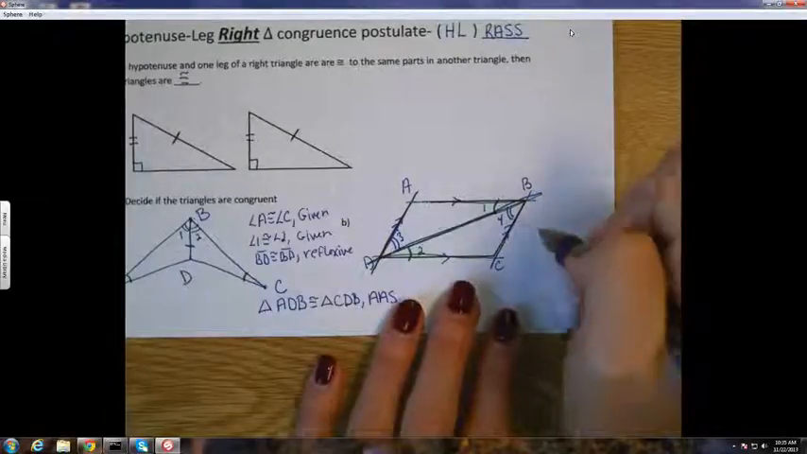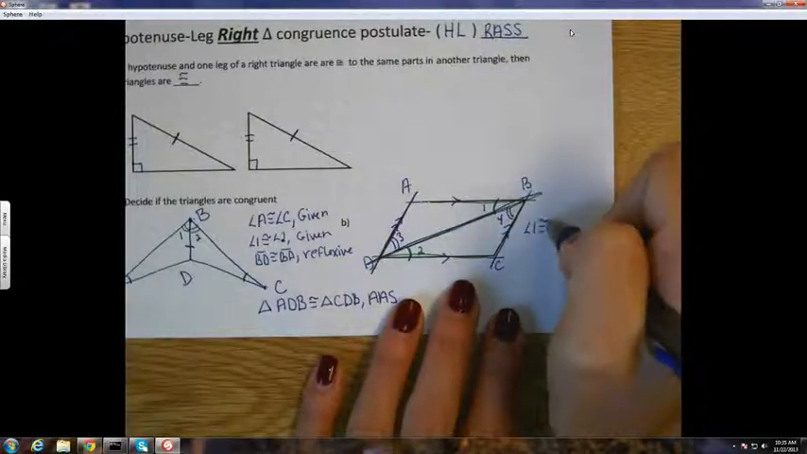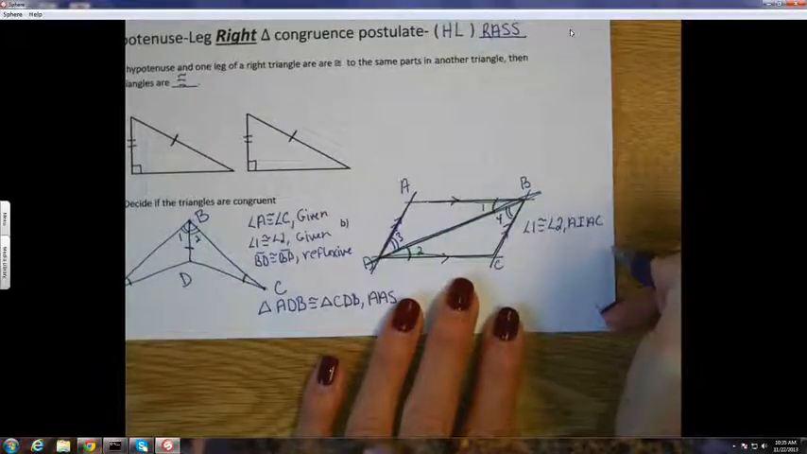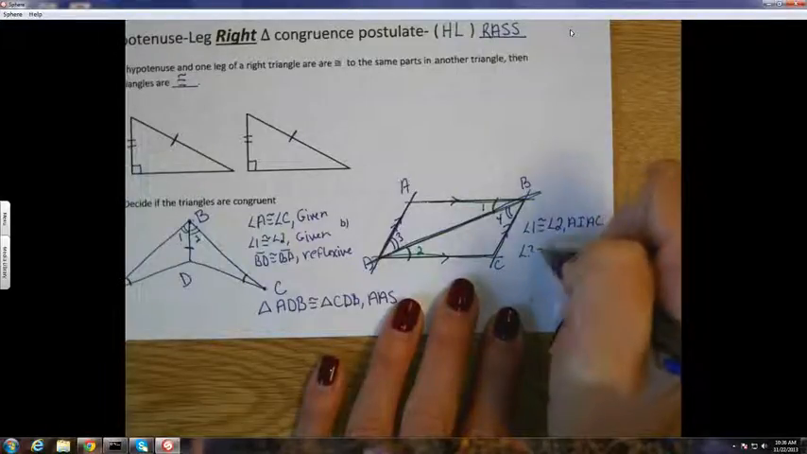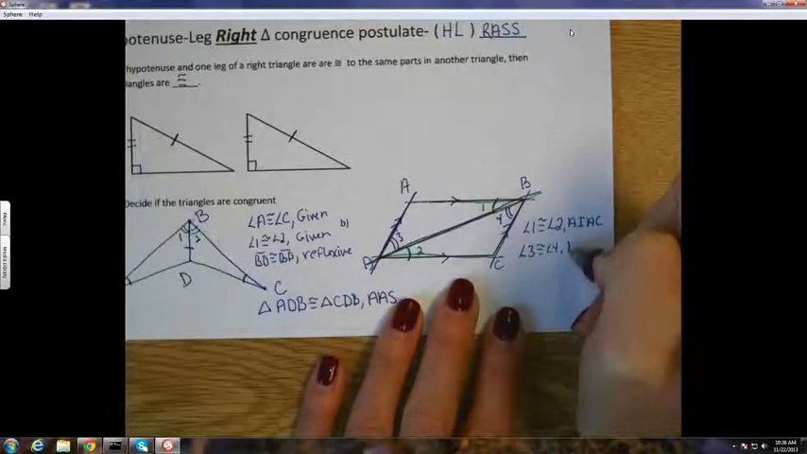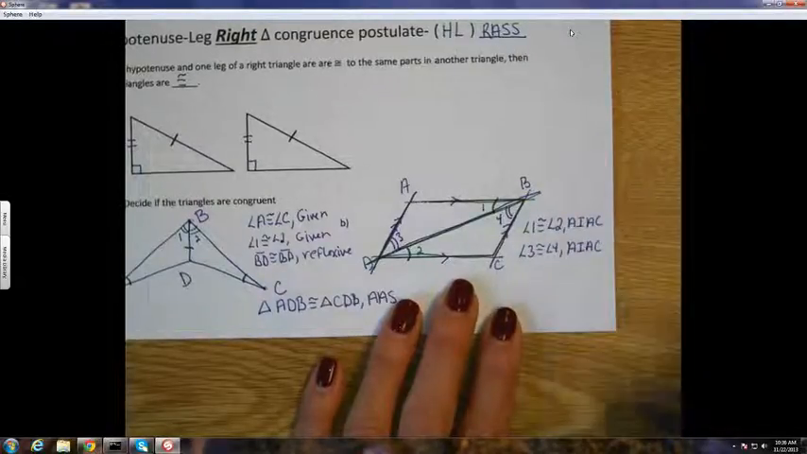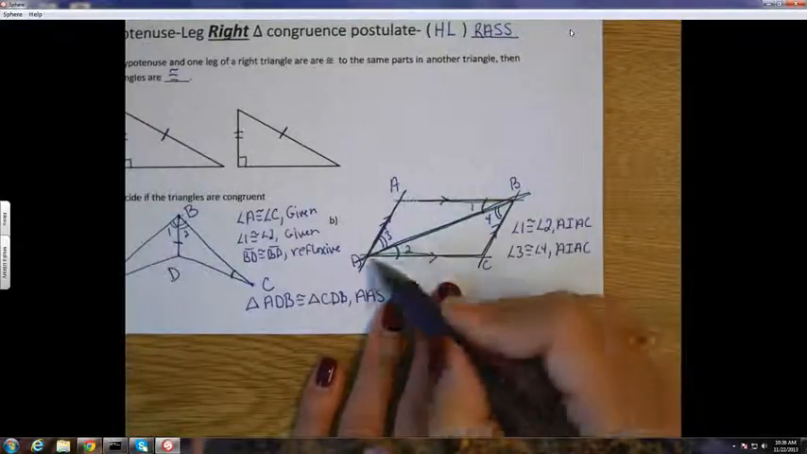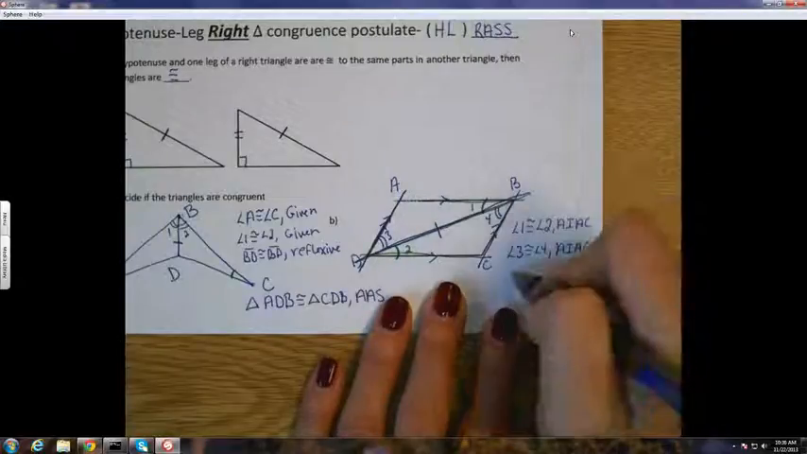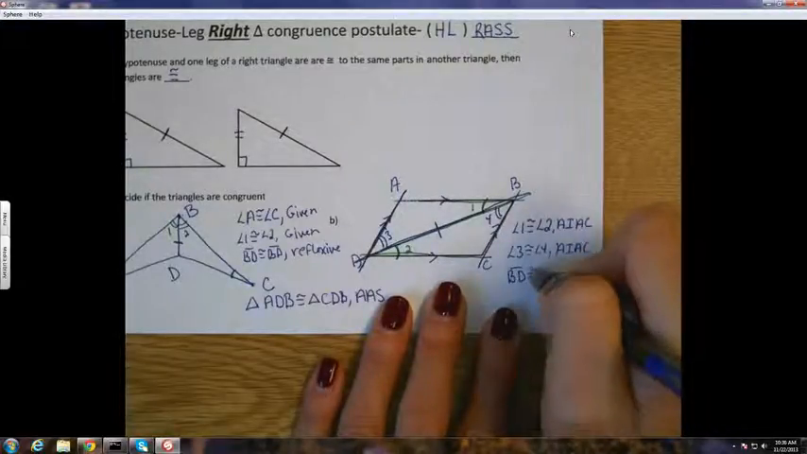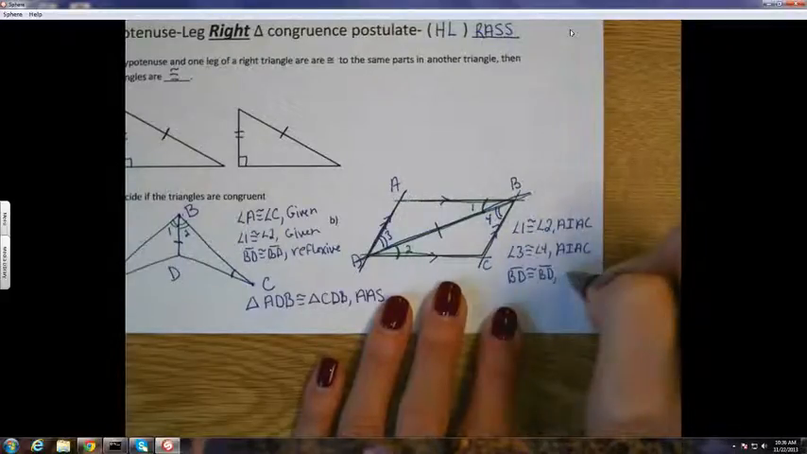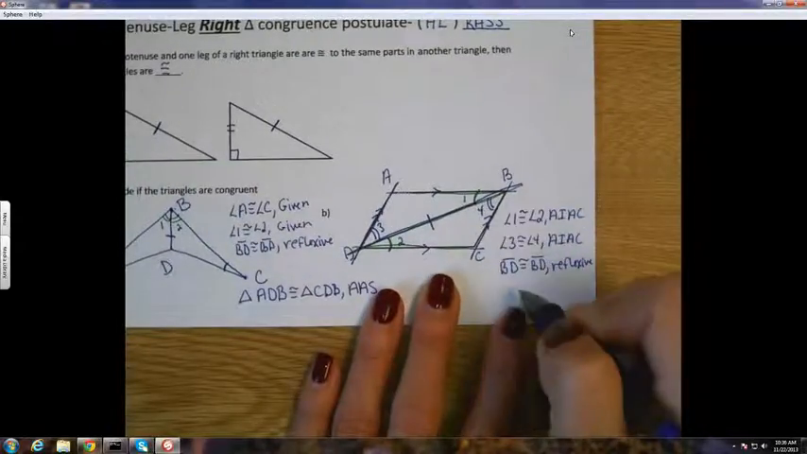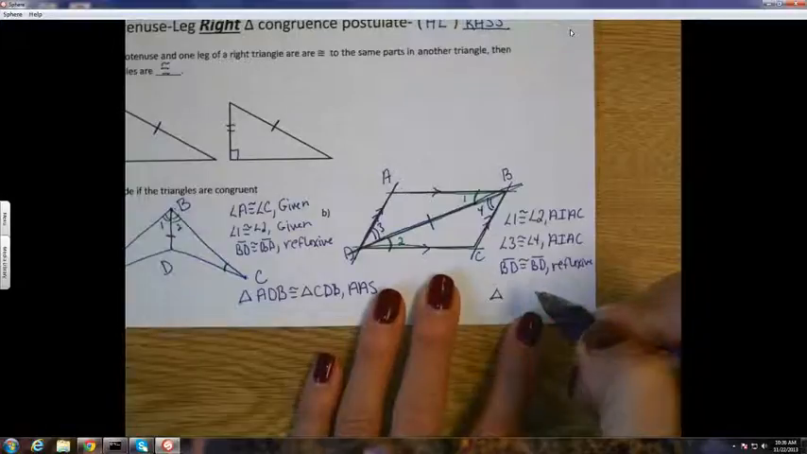So, angle 1 is congruent to angle 2 by AIAC. That was the top and bottom parallel. And then angle 3 is congruent to 4, also by AIAC, because the left and right were parallel. Where's the third congruent part at? That common side here, they both share BD. So I've got my 3 parts, so that means triangle, I'm going to go DAB.